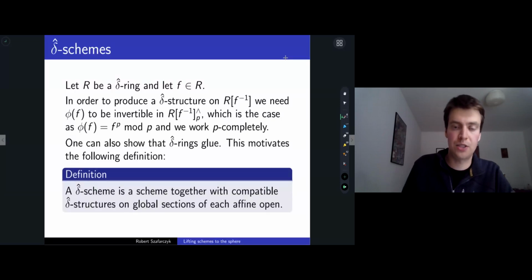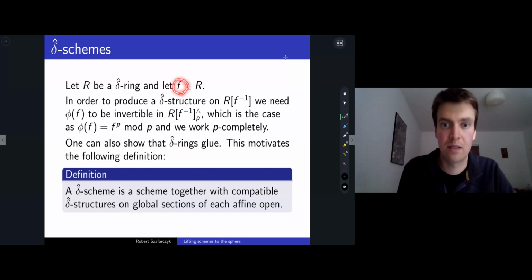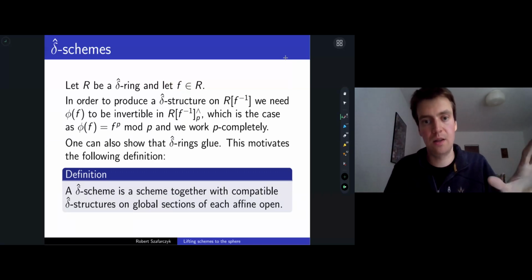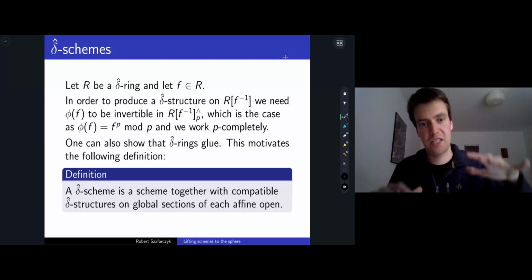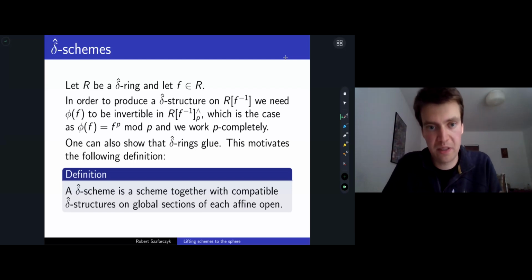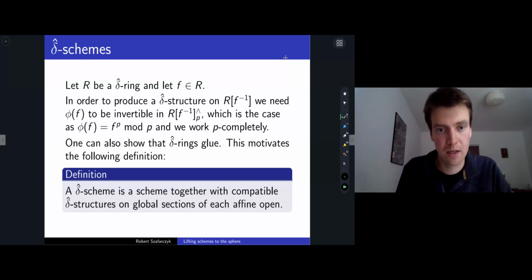And one can also show that delta hat rings glue. So if I have several of those F's which generate the unit ideal, and I have delta hat structures on all localizations which agree on intersections, then I will get a delta hat structure globally. This is just a formal proof, since R is just given as a limit.